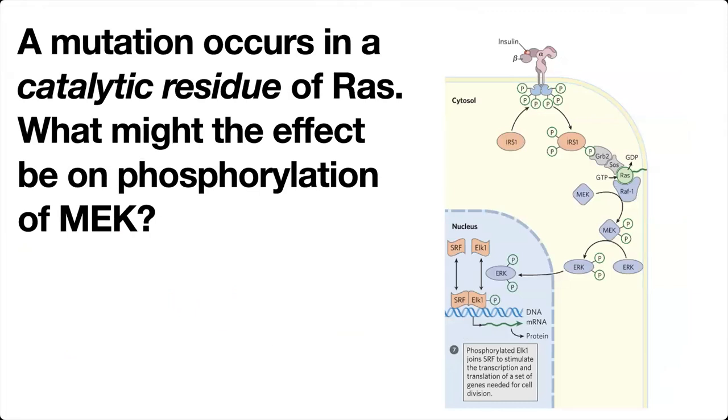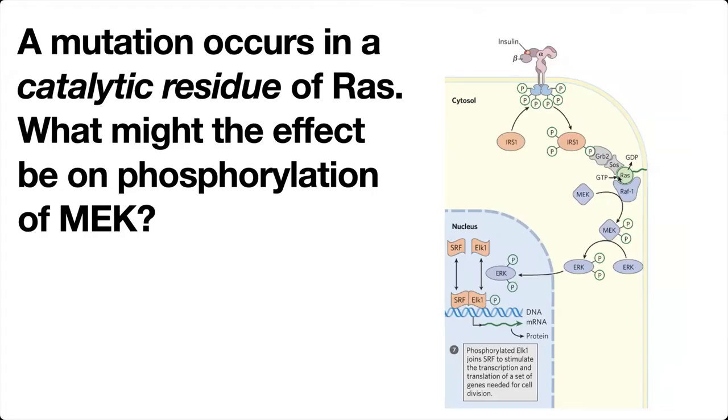Now let's think about another G protein. This one is going to be a monomeric G protein, and instead of being associated with a G protein coupled receptor, it's actually associated with RTK. Now we're talking about this RAS protein. Again, we have a mutation in a catalytic residue of a G protein, so it's going to be stuck on.